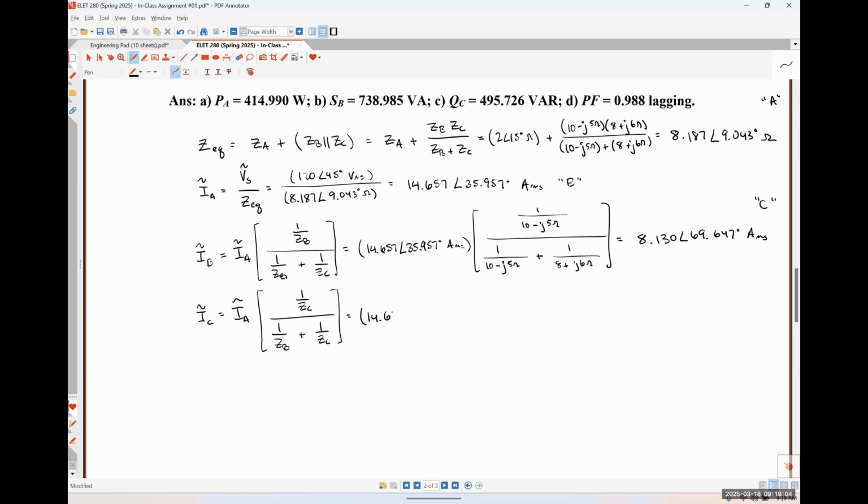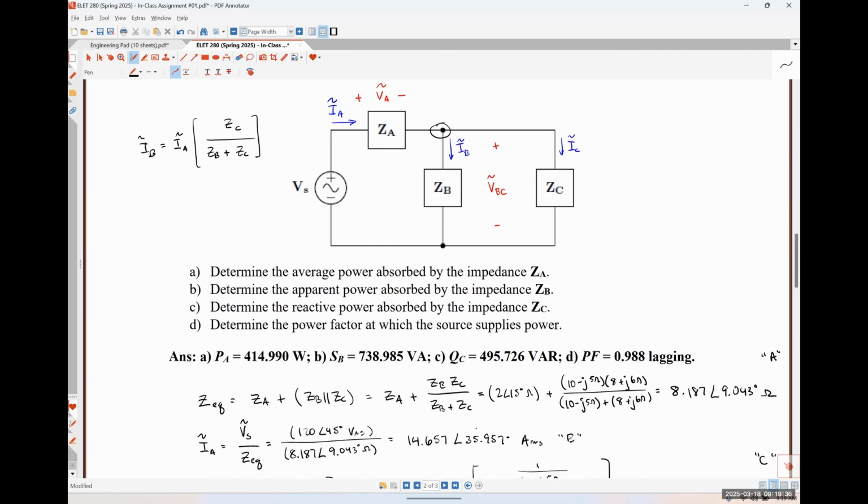So 14.657 angle 35.957 degrees amps RMS, times 1/(8 plus J6), divided by 1/(10 minus J5) plus 1/(8 plus J6). Absolutely. I'm actually not going to bother typing that into my calculator. I'm going to use Kirchhoff's current law because I'm lazy. I just wanted you guys to have practice. We could also say that IC is just IA minus IB. So that's what I'm going to put into my calculator because I already have those things stored, but you'll get the same result either way.